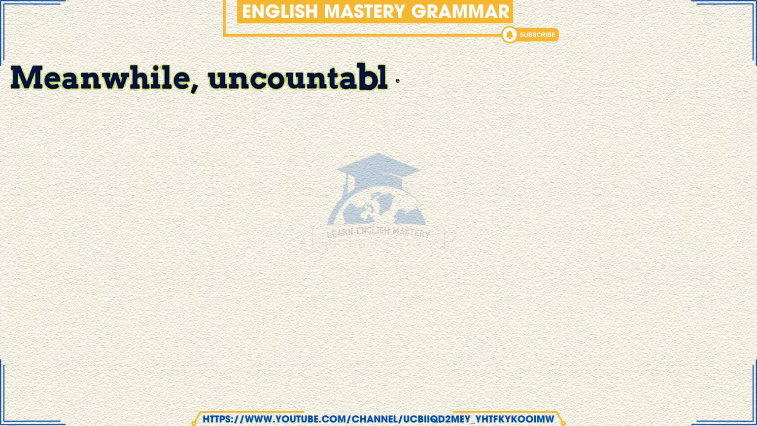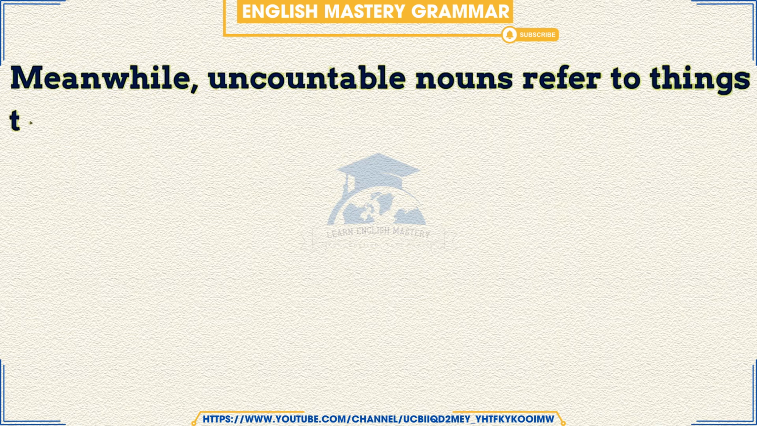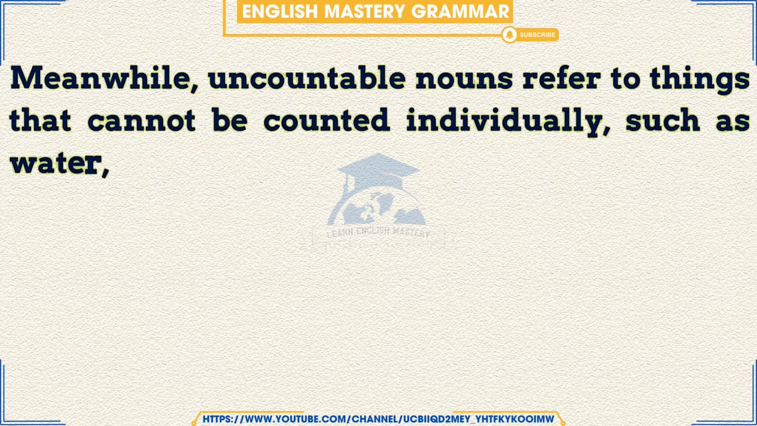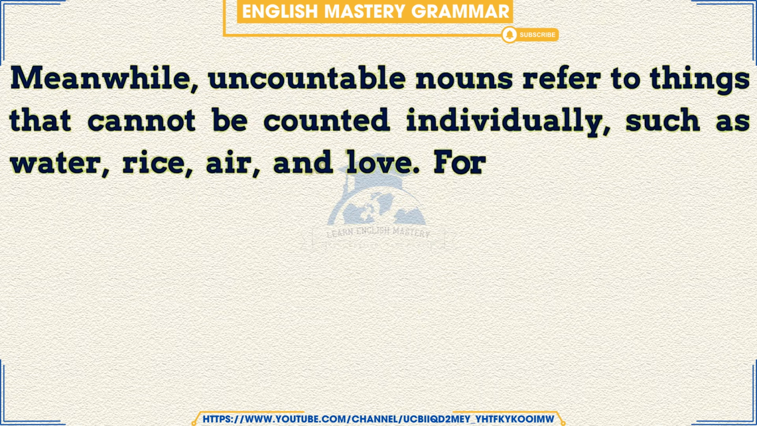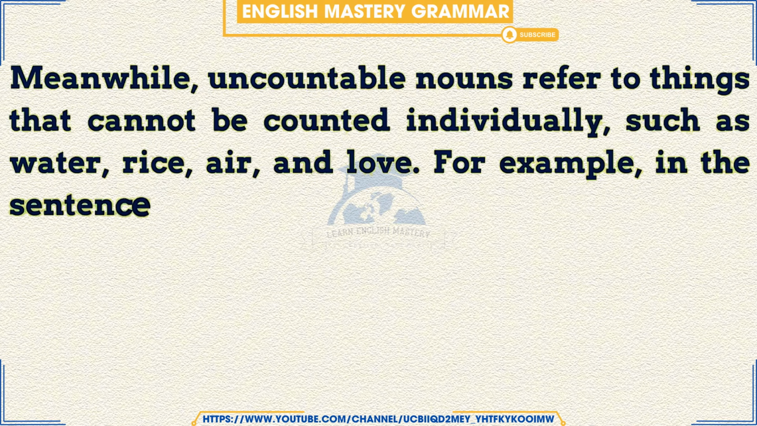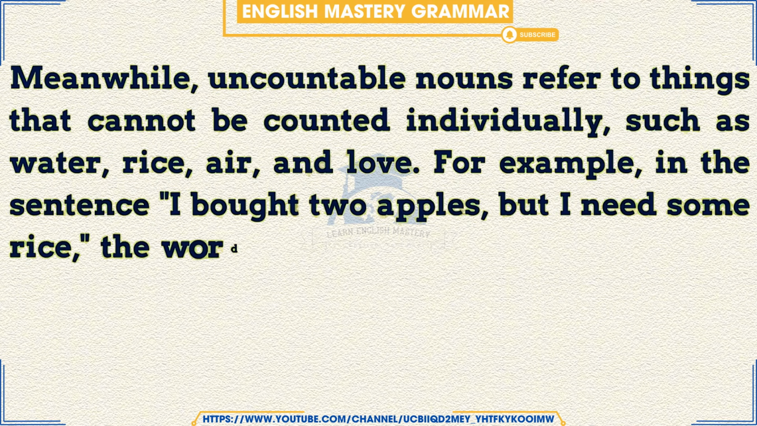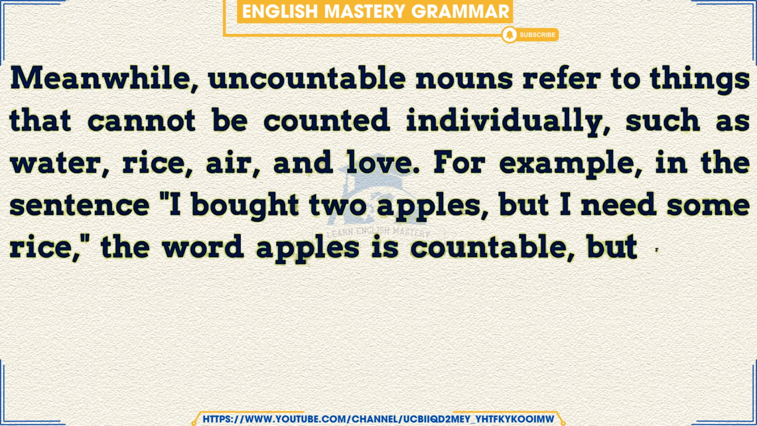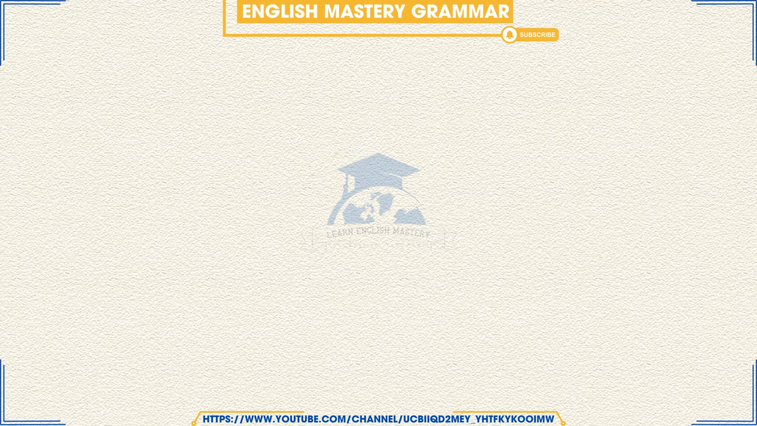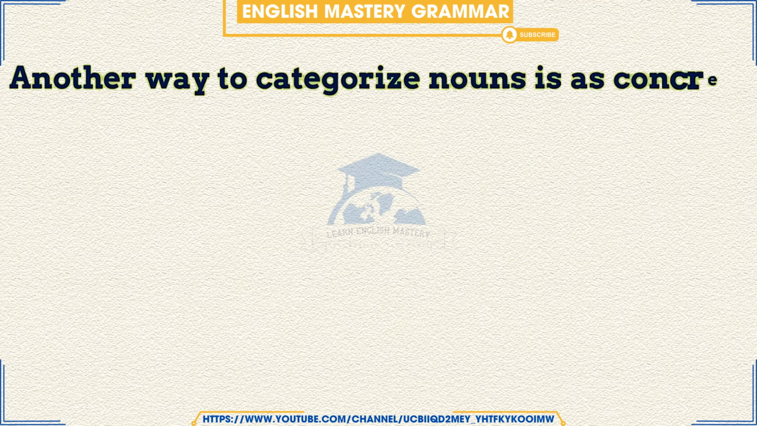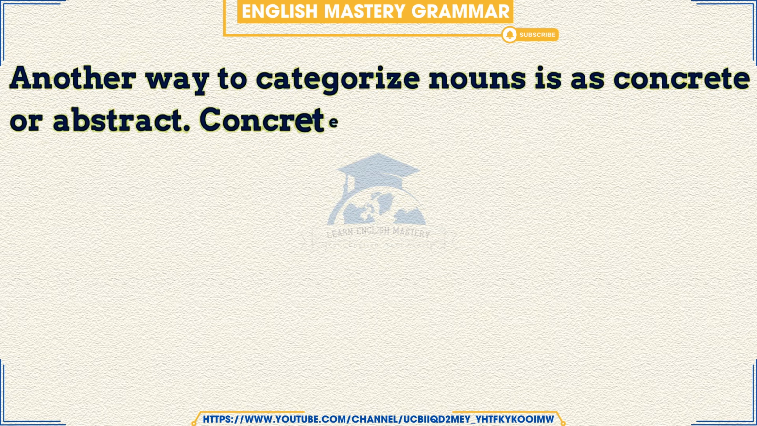Meanwhile, uncountable nouns refer to things that cannot be counted individually, such as water, rice, air, and love. For example, in the sentence, "I bought 2 apples but I need some rice," the word apples is countable, but rice is uncountable.